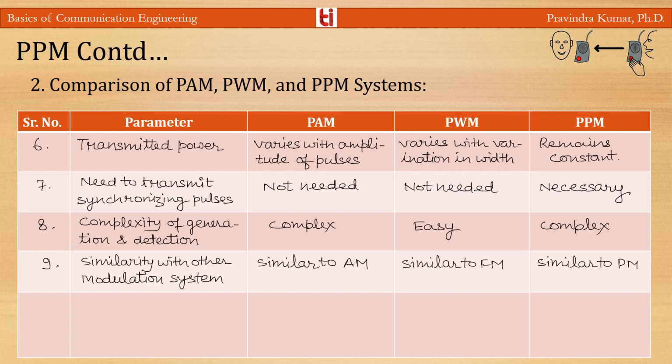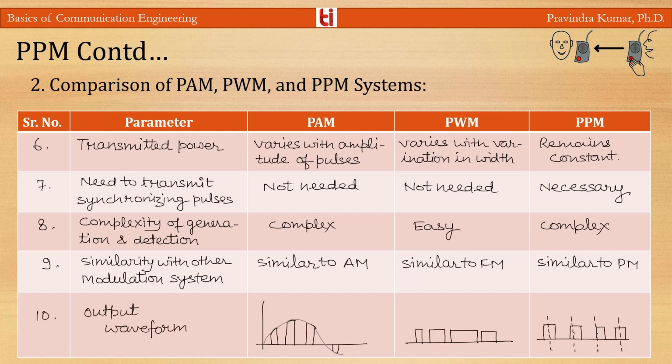And if we talk about the complexity of generation and detection, PAM is complex, PWM is easier, and PPM is also complex. And for the similarity with other modulation systems, PAM is similar to amplitude modulation, PWM is similar to frequency modulation, and pulse position modulation is similar to phase modulation.